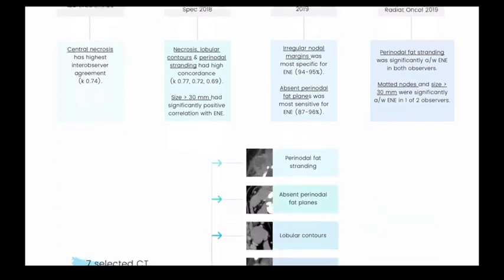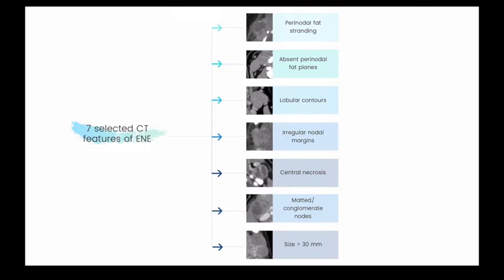In the end, 7 features were chosen from those studies, including perinodal fat stranding, absent perinodal fat planes, lobular contours, irregular nodal margins, central necrosis, matted or conglomerate nodes, and size greater than 30 millimeters.